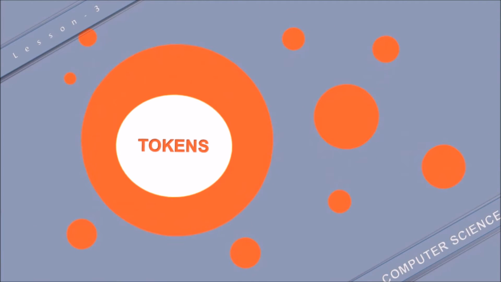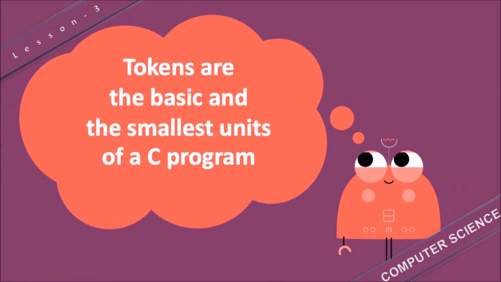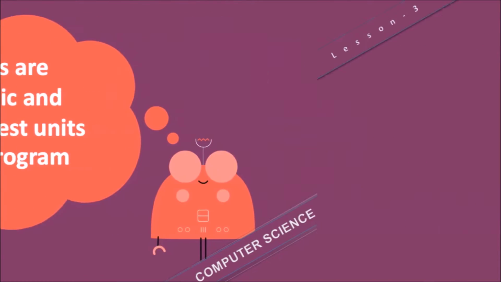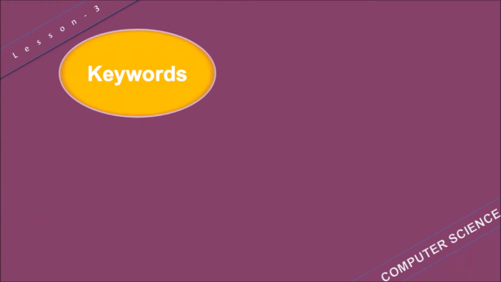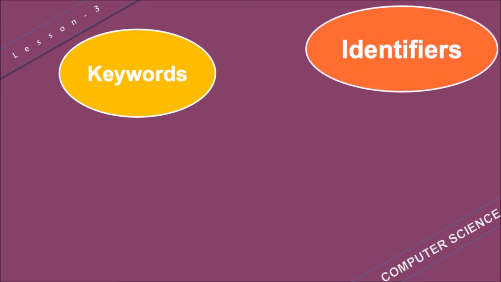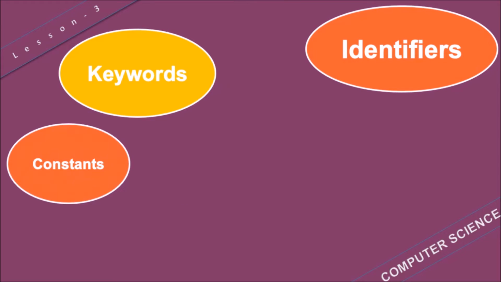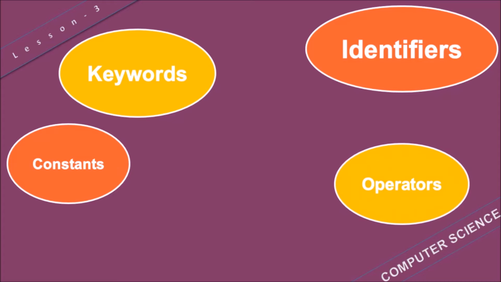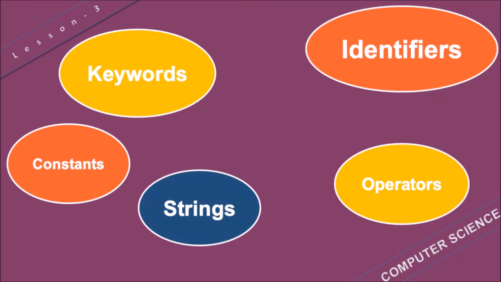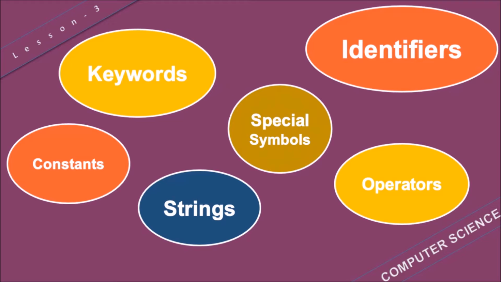So, let us start with the topic tokens. Tokens are the basic and the smallest units of a C program. These can be keywords, identifiers, constants, operators, strings, or special symbols. All these are tokens, and in this lesson, we will learn about various kinds of tokens like keywords or identifiers.